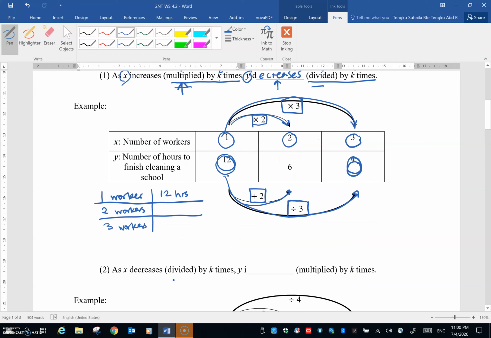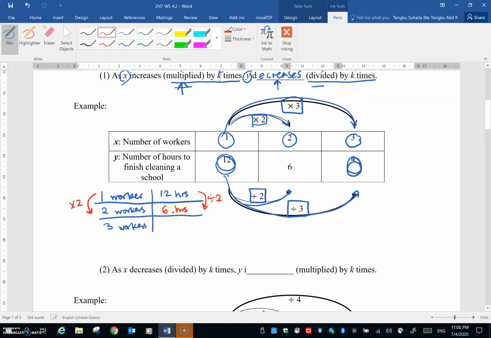To summarize what we learned in this particular example: instead of 1 worker, I have 2 workers now, I times 2. Then the other side will be divided by 2. 12 divided by 2 will be 6.